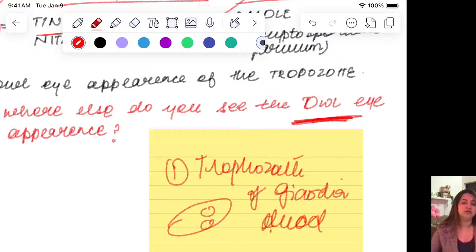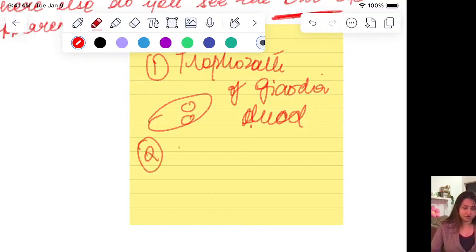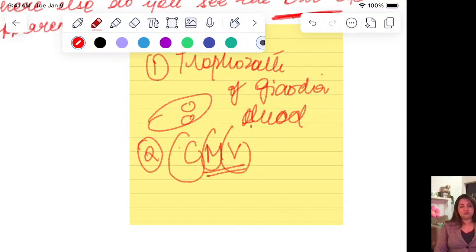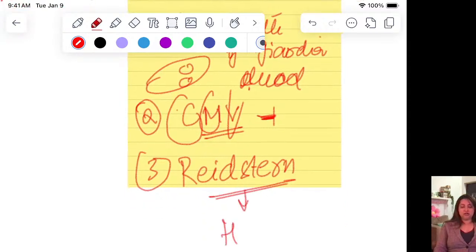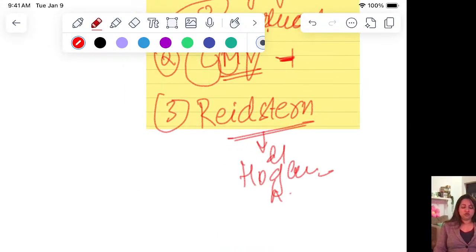The second situation where you are going to see this owl eye appearance. What's that second situation? Exactly. So that's CMV, cytomegalovirus. Cytomegalovirus, maybe you are going to see this owl eye appearance. Third, very important, is the Reed-Sternberg cell. Where is the Reed-Sternberg cell seen? Exactly, Hodgkin lymphoma. Remember. So Reed-Sternberg cell is the pathognomonic feature of Hodgkin lymphoma.